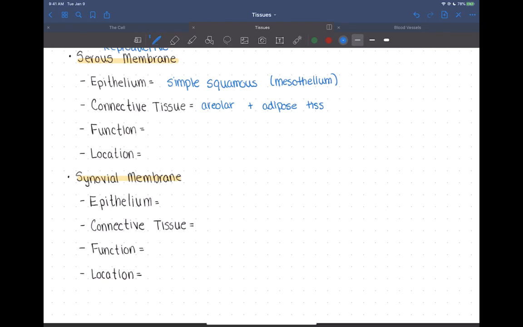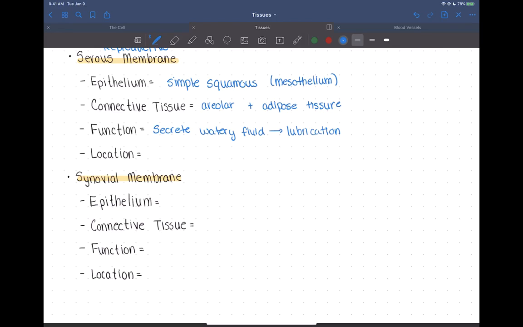All right, and so the function of these serous membranes is to produce fluid. So serous actually means kind of like a watery secretion. You're going to hear that a few times in A&P. So serous means there's a watery kind of fluid being made. And so that's the function of these membranes. So they secrete a watery fluid. All right. And that watery fluid provides lubrication. So that's its function.